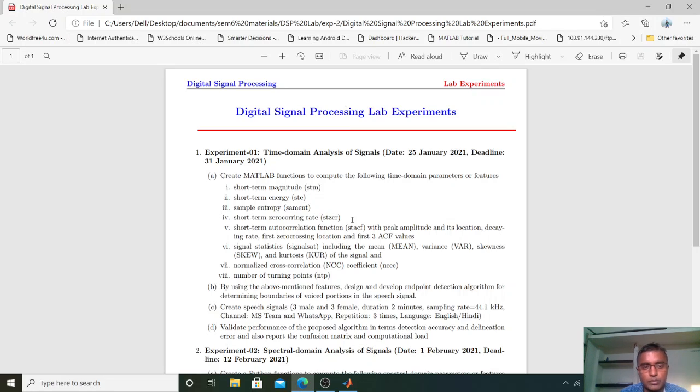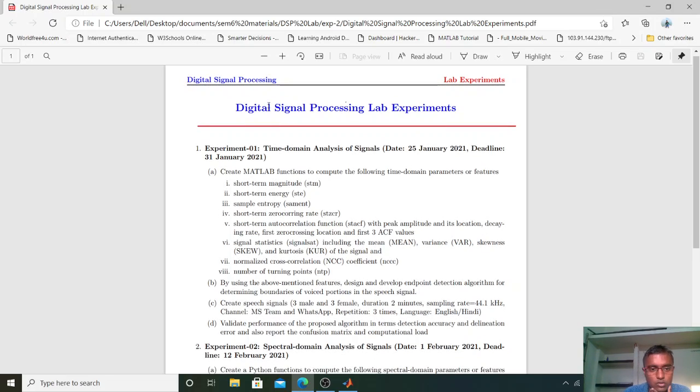Today I will be explaining my experiment number 2, in which this is the problem statement. In the first part I will be doing time analysis of signals, and these are some features which I will be extracting. In the second part, it is to design an endpoint detection algorithm, which means we have to determine boundaries of the voiced portion of the speech signal. In the third part, it is just to create the database. These three things I will be doing. First I will be explaining the logic of my code, and then I will be showing the result.